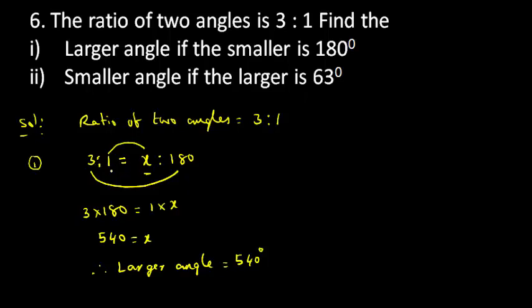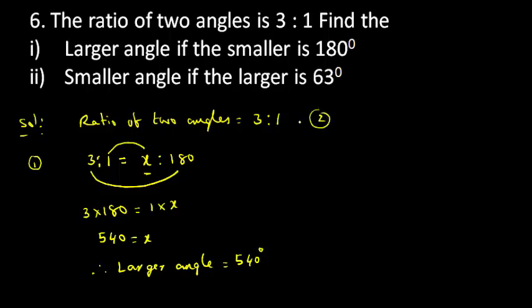These two ratios are equal, so it is proportional. What is the proportional law? The product of extremes equal to the product of means. So 3 into 180 degrees is equal to 1 into x. So x equal to 540 degrees. Here x is equal to larger angle. So the larger angle equal to 540 degrees.